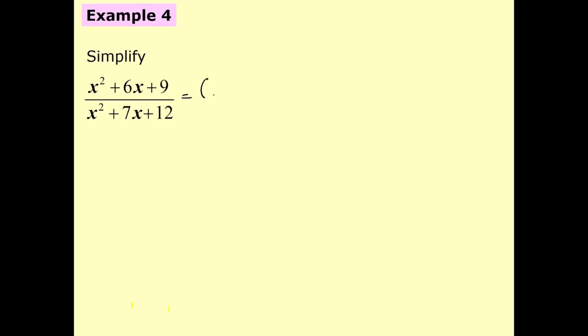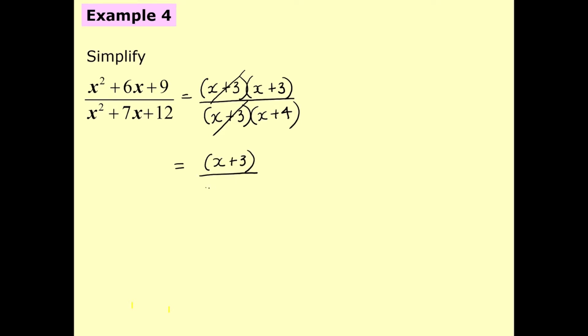So trinomials, 2 numbers that times together to give you 9, we're going to go for 3 and 3, because 3 plus 3 gives us 6. And then 2 numbers that times together to give us 12, and add together to give us 7, is 3 and 4. And then we notice we have an x plus 3 on the top and an x plus 3 on the bottom. So we're just left with x plus 3 over x plus 4. And remember, you don't need to include those brackets in your answer, but if you do, either one is correct.